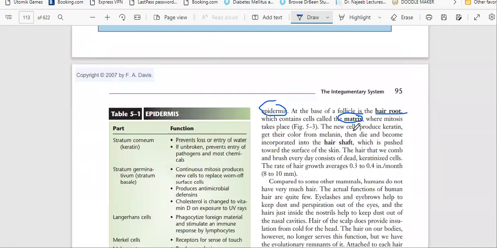Okay, the new cells produce keratin and get their color from melanin. So in the skin we have cells which produce melanin, which makes dark color. So the dark color also goes to the hair follicles. That's the reason hairs are blackish color. They get color from melanin, then die and become incorporated into the hair shaft.